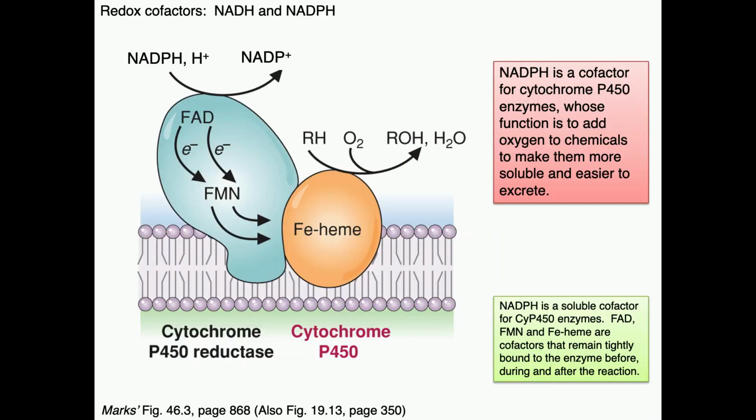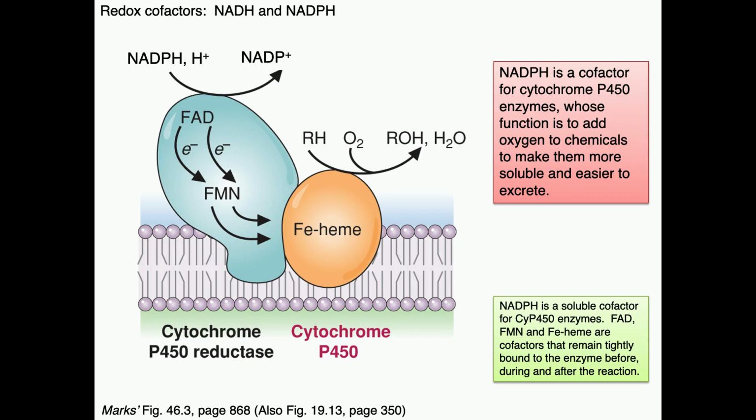One of the important classes of enzymes that use NADPH are the cytochrome P450 enzymes. These enzymes are involved in detoxification. If they have a toxic substrate, for example denoted by the R, by adding oxygen to that toxic substrate, it makes it more soluble and easier to excrete in the urine. So part of getting rid of toxic stuff is to make it more and more soluble, right?